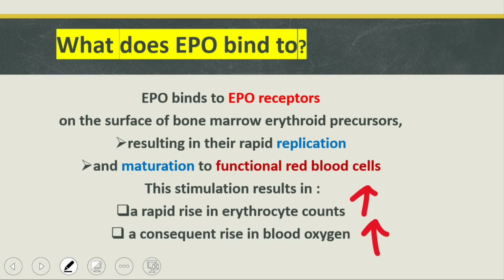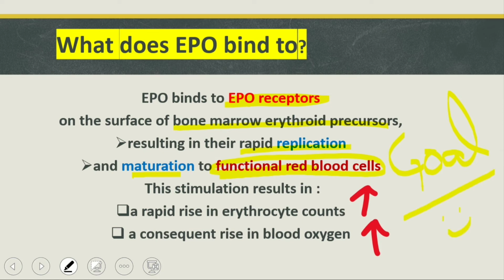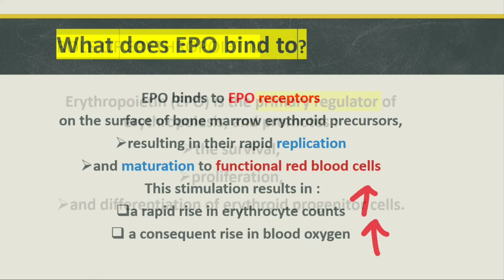What does EPO bind to? EPO binds to EPO receptors on the surface of bone marrow erythroid precursors, resulting in their rapid replication and maturation to form functional red blood cells. So this is our main goal, the main function. This stimulation results in a rapid rise in erythrocyte counts, means the number of red blood cells will increase. That's so obvious. A consequent rise in blood oxygen, because as RBCs contain hemoglobin, as more hemoglobin is produced, more oxygen will be present in the body.